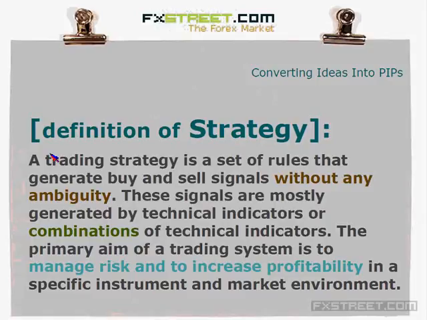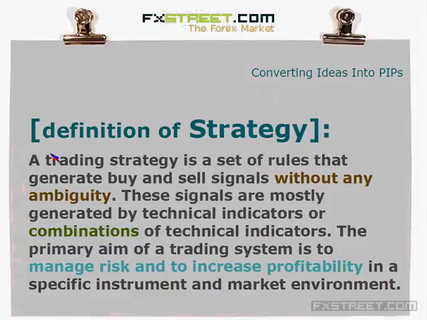As a definition of a strategy, because sometimes we talk about trading systems, sometimes trading models, and also strategies. Those who are involved with automated systems know that the definition of a strategy is a set of rules that generate buy and sell signals without any ambiguity. It's a clear signal, and these signals are mostly generated by technical indicators or combinations of technical indicators, what we call rules.